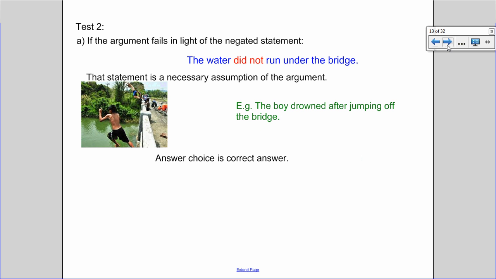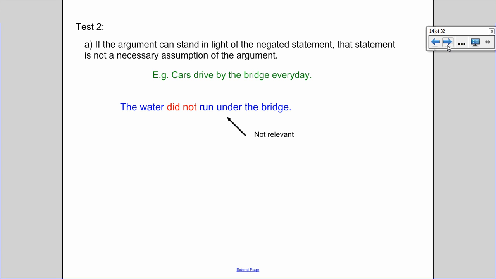If the argument fails in light of the negated statement, that statement is a necessary assumption of the argument, and the answer choice is the correct answer. If the argument can stand in light of the negated statement, that statement is not a necessary assumption of the argument. For example, if we were to say cars drive by the bridge every day, the water did not run under the bridge would be irrelevant to the question's stem, and we would eliminate that answer choice.